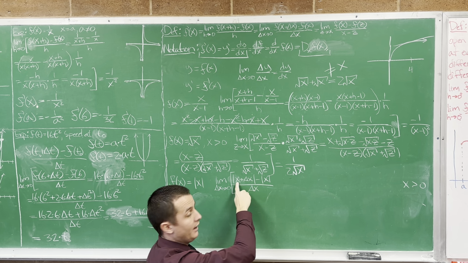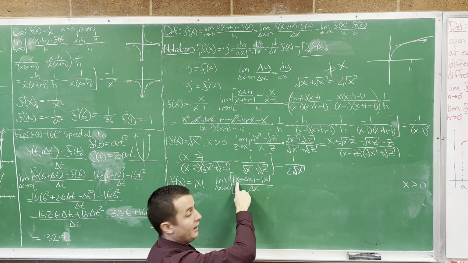Maybe scribble our definition of absolute value up here really quick. What is the absolute value of x? It's equal to x if x is greater than 0. It's equal to 0 if x is equal to 0. And it's equal to negative x if x is less than 0. Okay, so in the case where x is greater than 0, so we're only taking the derivative for the right-hand side of our function, then the absolute value of x is just going to be x, all over delta x.